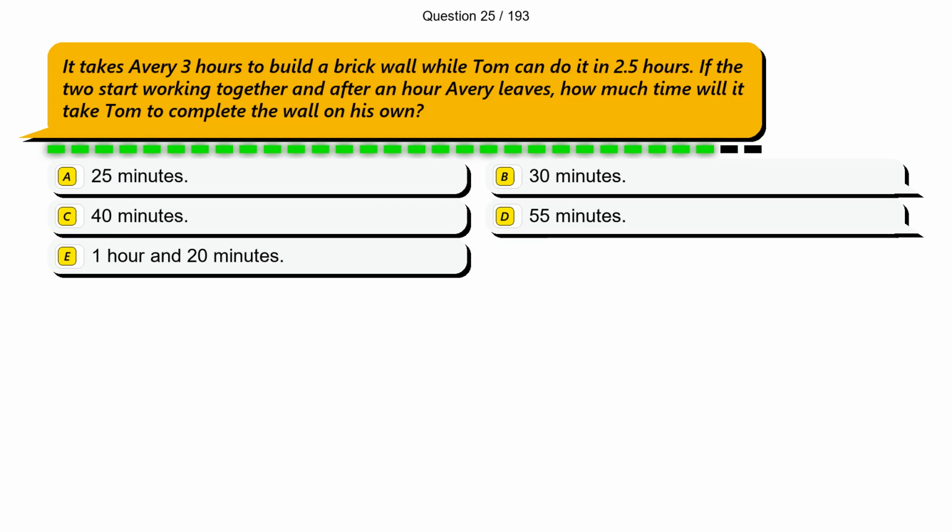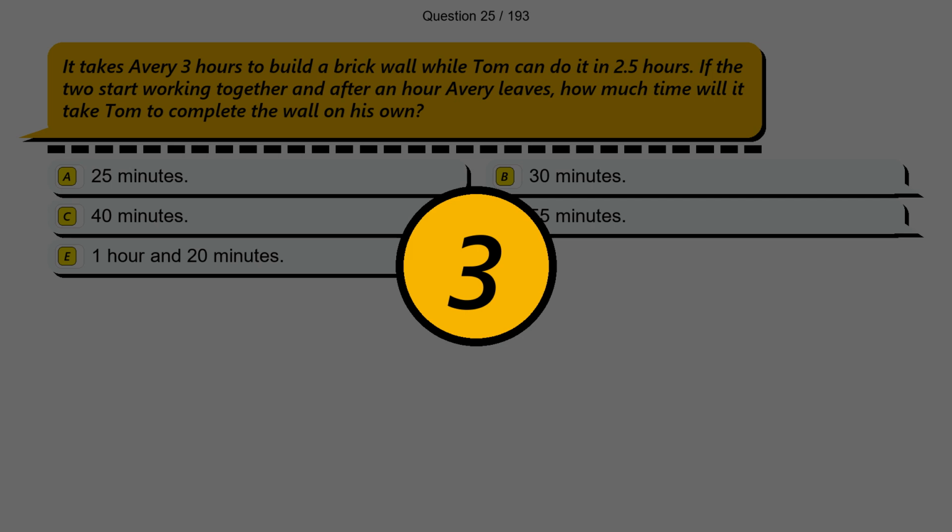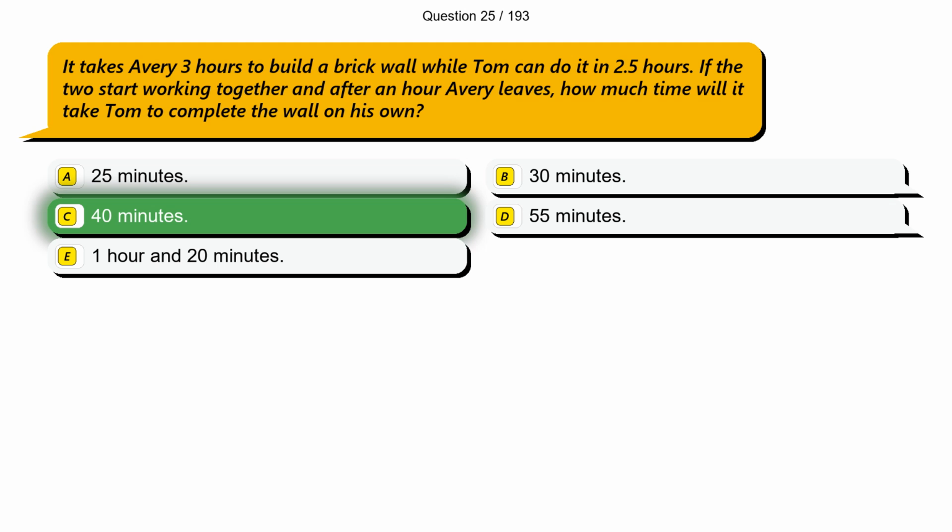Question 25. It takes Avery 3 hours to build a brick wall while Tom can do it in 2.5 hours. If the two start working together and after an hour Avery leaves, how much time will it take Tom to complete the wall on his own? Option A, 25 minutes. Option B, 30 minutes. Option C, 40 minutes. Option D, 55 minutes. Option E, 1 hour and 20 minutes. The correct answer is option C, 40 minutes.